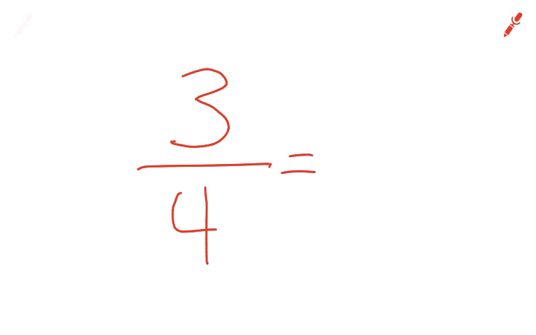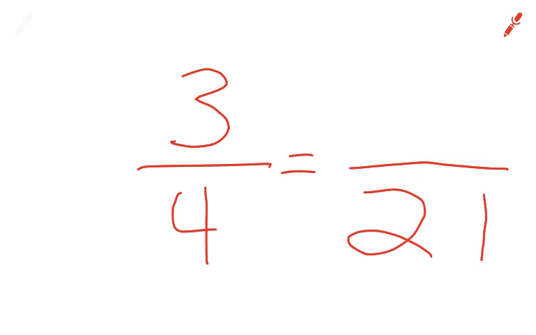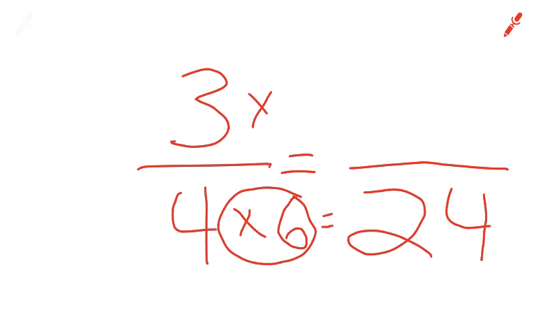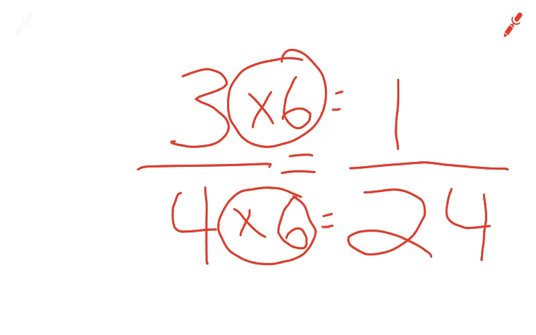3A. We've got to fill in the missing blank here. Our fraction is 3 over 4 equals something over 24. We need to figure out 4 times what is 24. 4 times 6 equals 24. If we do a times 6 here, we must do a times 6 here. 3 times 6 is 18. And we have our answer.